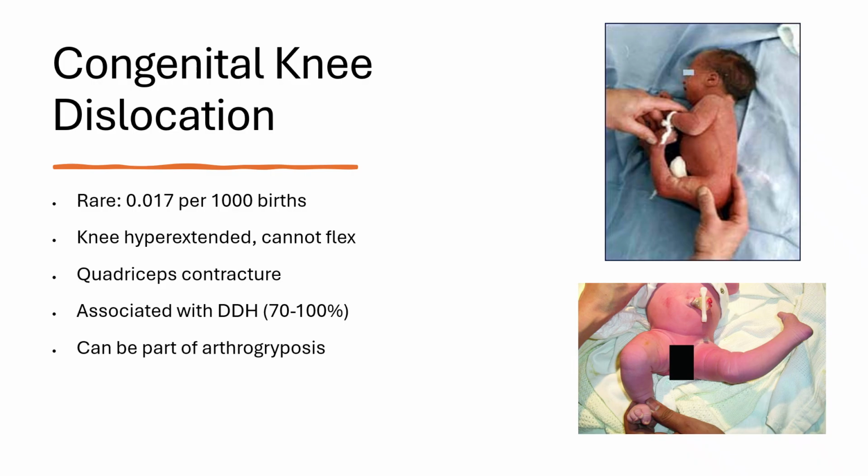The underlying problem involves quadriceps contracture, where the thigh muscles have become shortened and fibrotic, preventing normal knee flexion. This contracture develops during fetal life, creating the characteristic presentation of a hyperextended knee that feels rigid to manipulation. The clinical importance lies in the associated conditions. Developmental dysplasia of the hip occurs in 70 to 100% of cases, making hip screening absolutely essential.